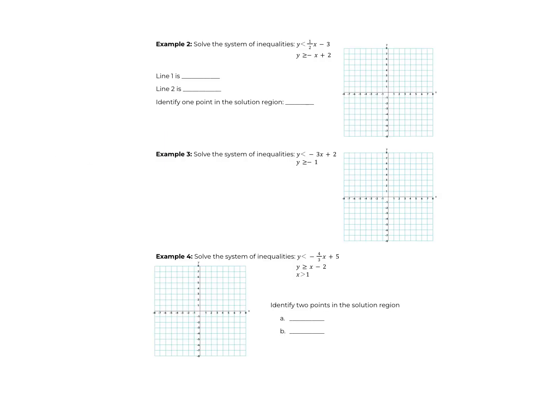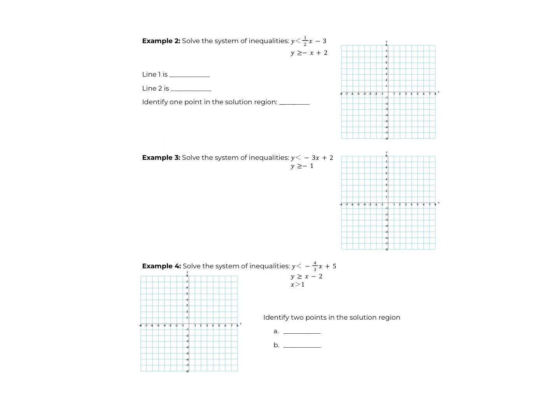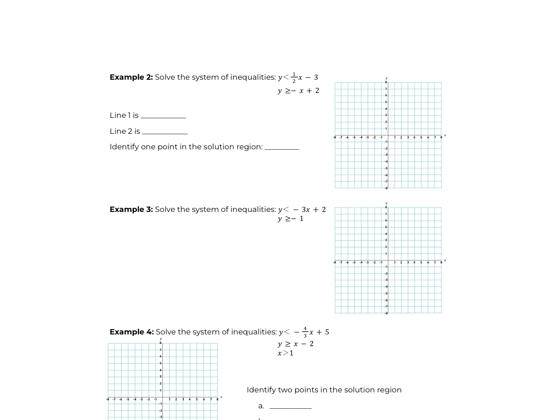All right, moving on here. System of inequalities, 1/2 x minus 3. So we start at a y-intercept of negative 3. Use a slope of 1/2, up 1 to the right 2, down 1 to the left 2. And since that's less than, we're going to use a dashed line. And it is less than, so we are going to shade below.